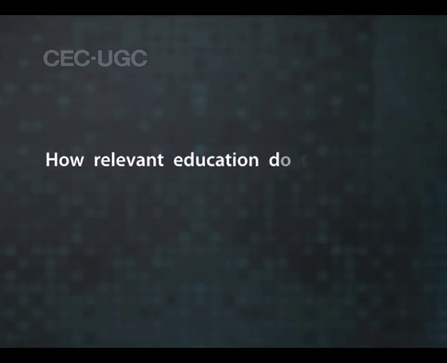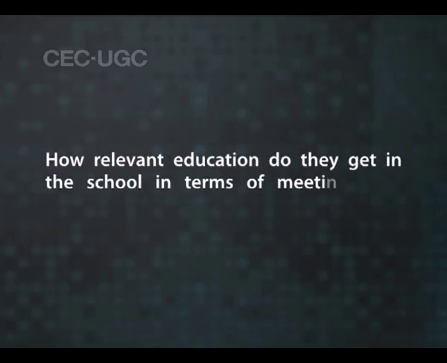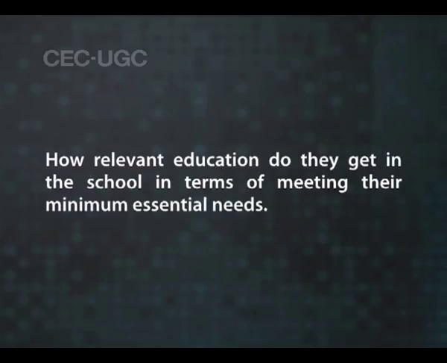There is also a high percentage of dropouts at the elementary stage. Even for the children who go through the first cycle of formal education, a crucial question is how relevant an education they get in the school in terms of meeting their minimum essential needs. In addition to the problem of providing universal primary education, there is an equally acute problem of illiterate youth and adults. The number of illiterates has gone up.